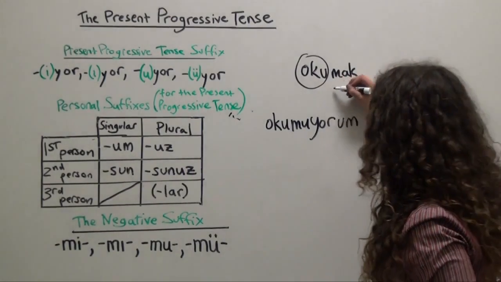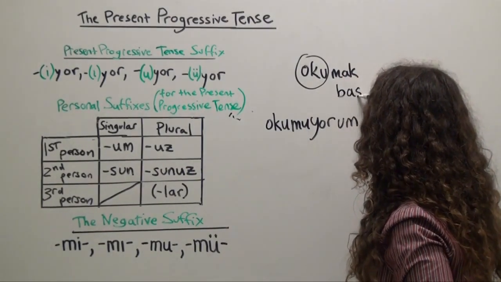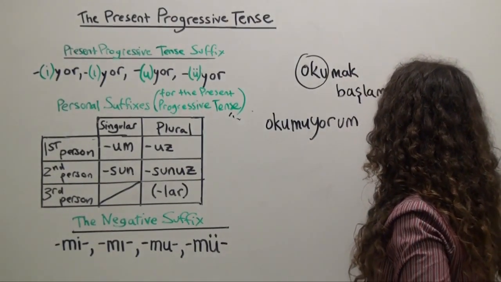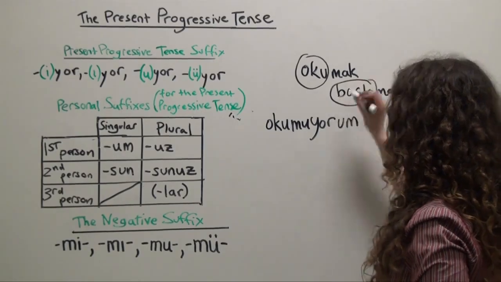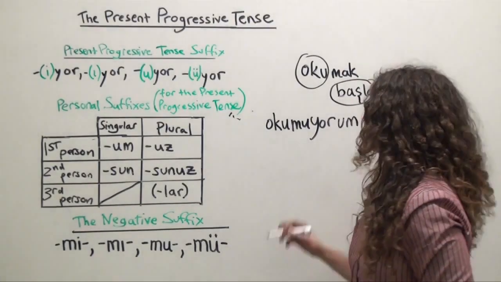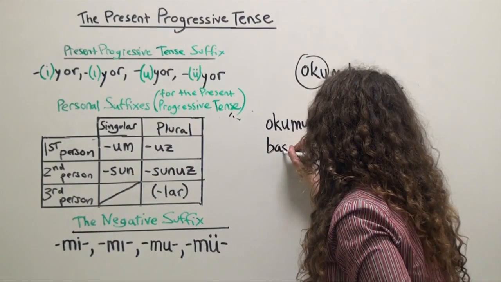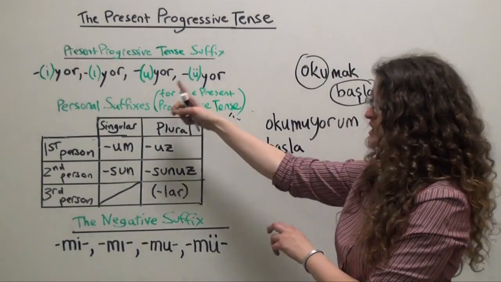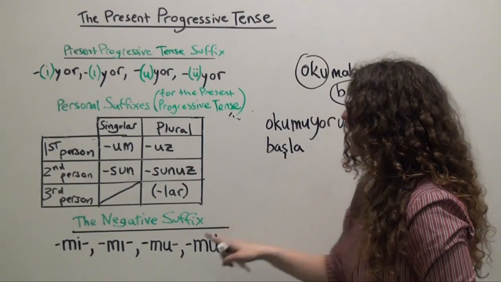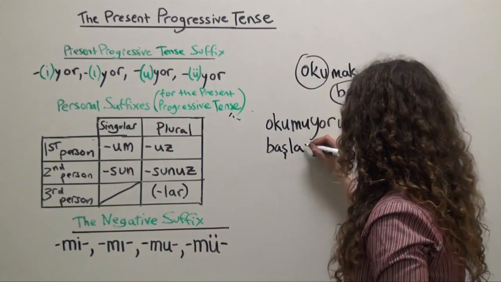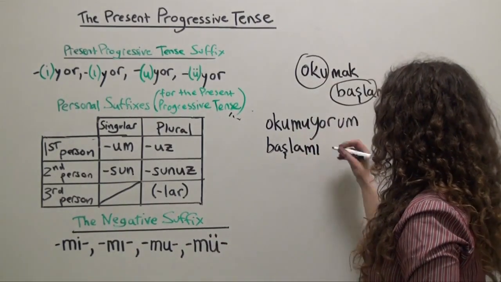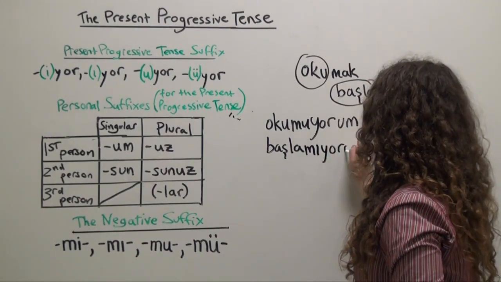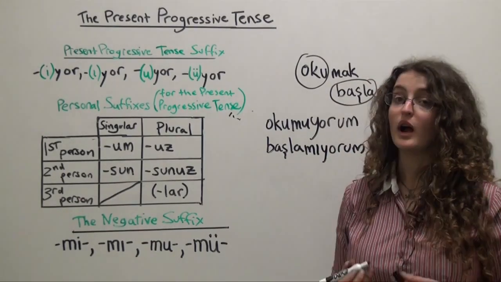But if we are using başlamak, to begin, take our stem, we're actually going to do exactly the same thing. So başla, notice we're keeping the la, we don't have to change it to one of these four. Başla, mı, vowel harmony. Başlamıyorum. I am not beginning or I do not begin.